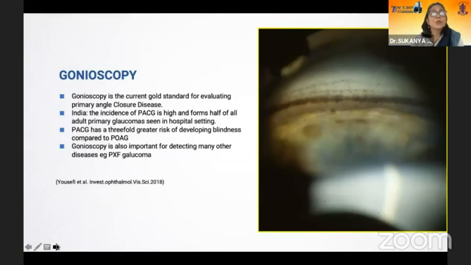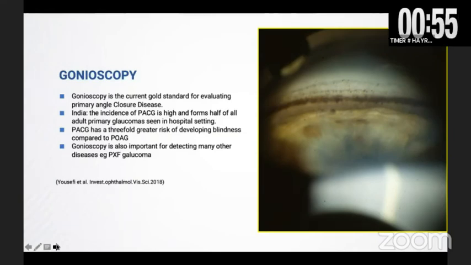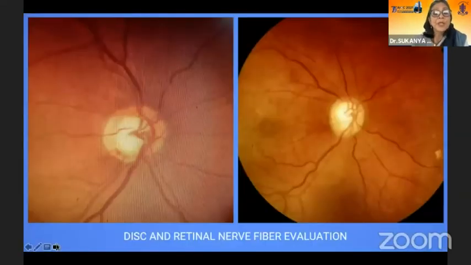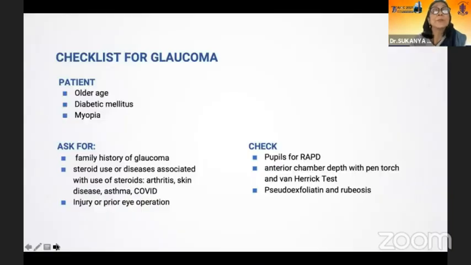Gonioscopy is the current gold standard for evaluating primary angle closure disease. In India, the incidence of primary angle closure is as high as half of all adult primary glaucomas. Gonioscopy is also important for detecting many other diseases, such as pseudoexfoliative glaucoma. The disc and the retinal nerve fiber evaluation forms a cornerstone of the examination, and Dr. Pal will be speaking on this subsequently.